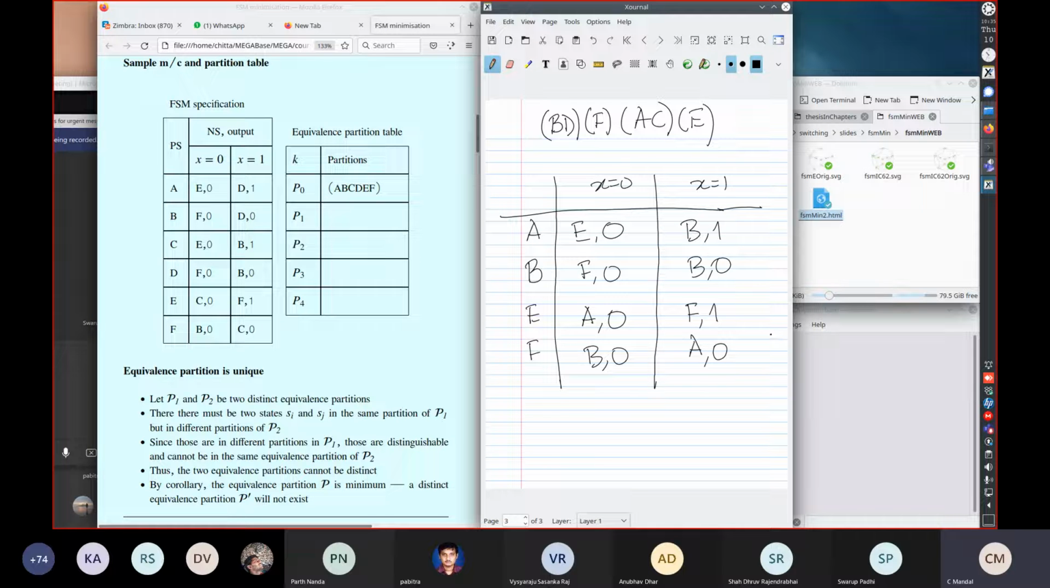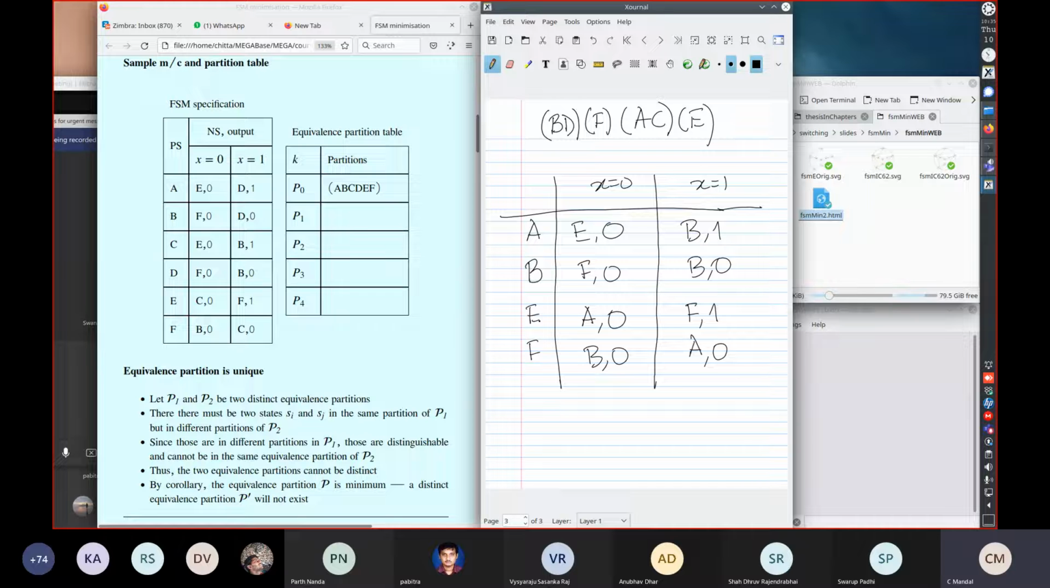You have got 4 states, A, B, E, and F. And so the minimization of completely specified machines is quite easy. All right. It's quite easy. So yeah. Okay.